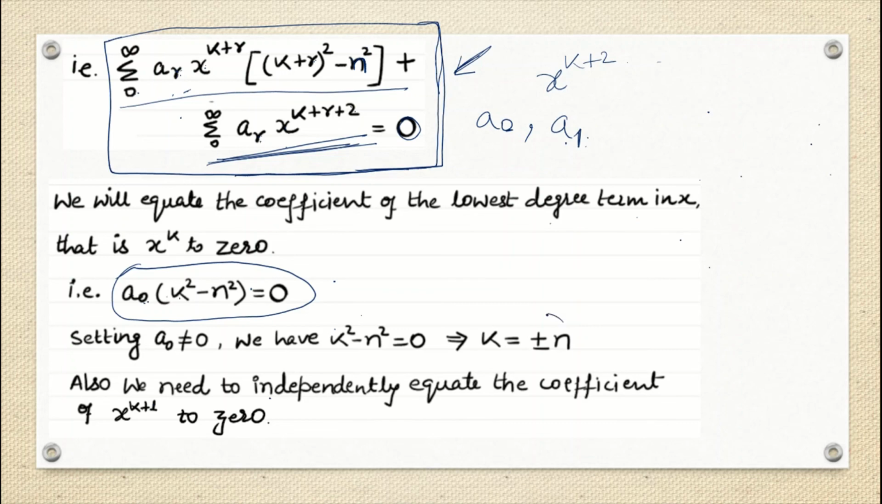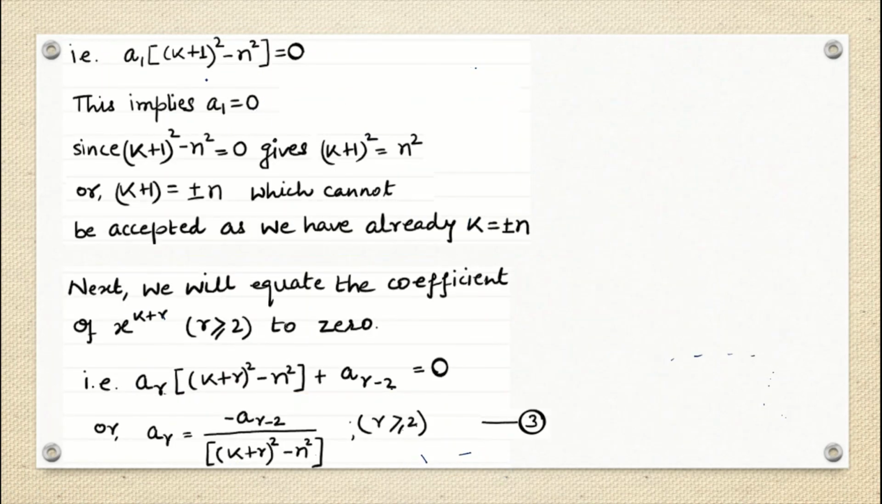Because you got the value of k, because we are just saying that a0 is not 0. For the second term, that is to find the value of a1, you have just chosen the coefficient when you have put the value of r as 1 and then equated that coefficient with 0. And then here again there will be two cases, and some analysis you have to do, right? Since you have already said that k is plus minus n, you cannot accept this value.